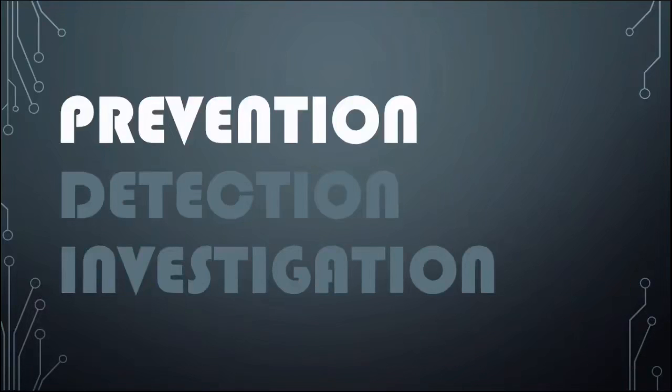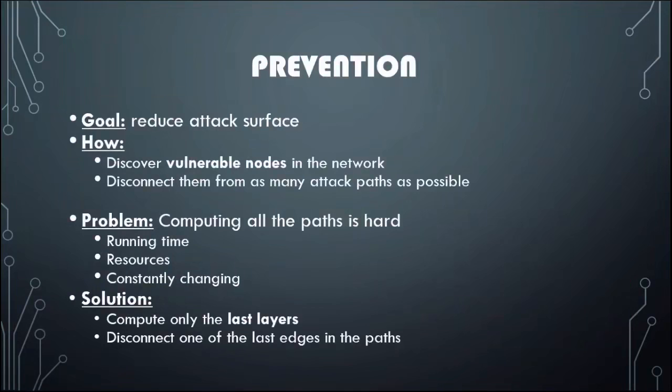All right, now we know which data sources we're using. Let's see how we can use this data. Let's start with attack prevention. So here our goal would be to reduce the attack surface in the environment. We'll see how we can discover the most vulnerable nodes that we have in our network, and then we'll see different ways in which we can disconnect them from as many attack paths as we can.